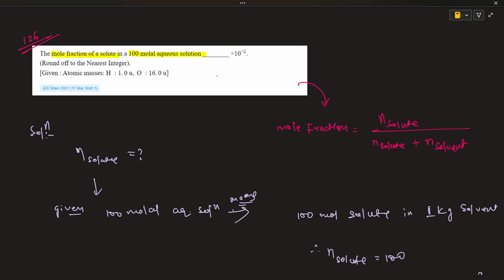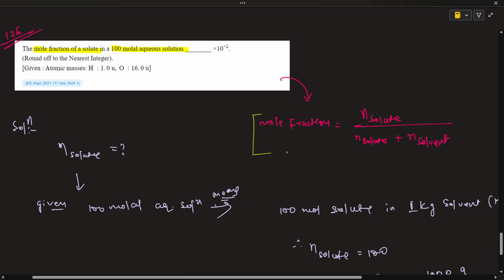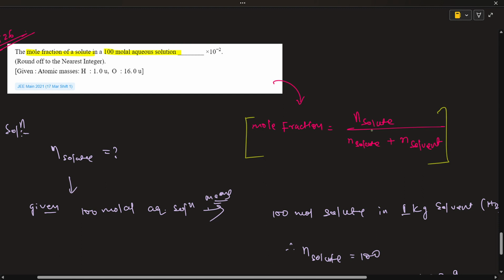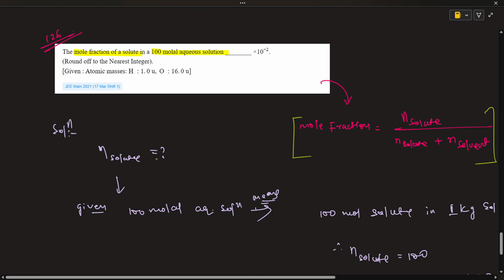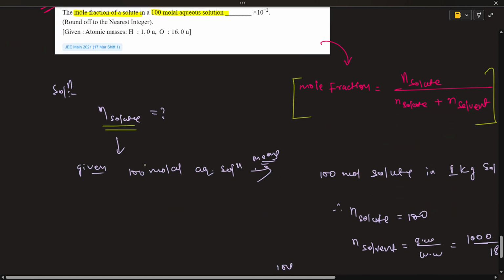As we know, this is the formula for the mole fraction. Okay, this is the formula, right? Tell me yes or no. Yes, the mole fraction is equal to moles of solute upon moles of solute plus moles of solvent, right? So first of all, we need to find the moles of solute.